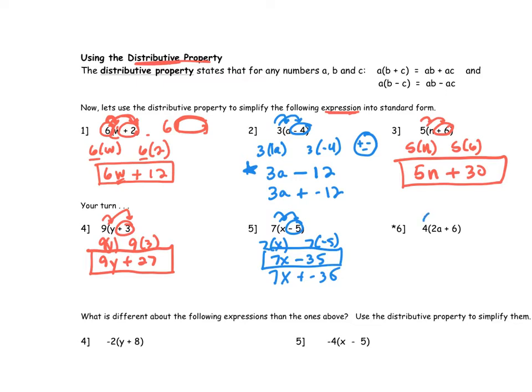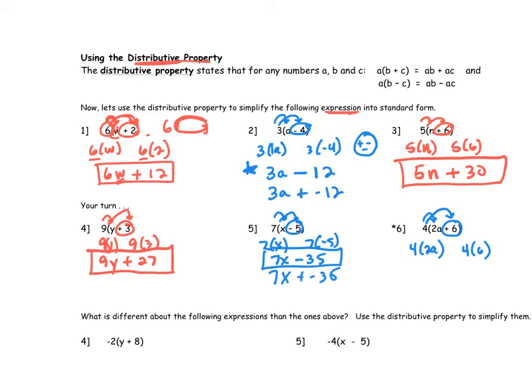If you noticed, there's a number coefficient in front of A. So we're going to have to write 4 times 2A. And remember, side by side means multiply. We have to go back to that 4 and distribute it to everything inside the parentheses. So 4 times 6.